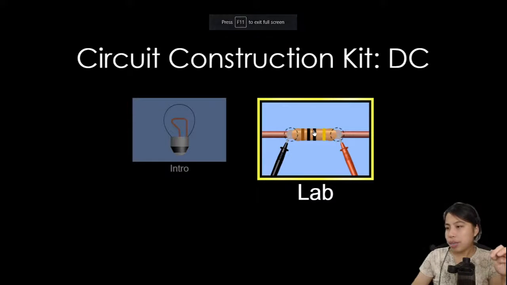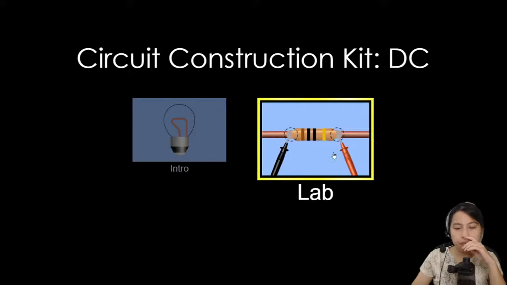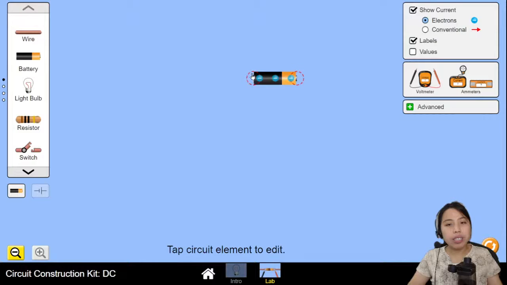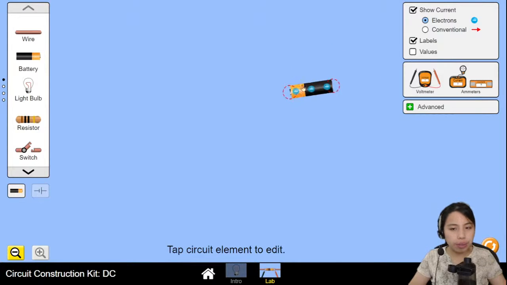Okay, so this link is a DC circuit construction kit by PhET, P-H-E-T. Very nice, just Google DC construction kit, it'll probably bring you there. So here, you can try to construct the circuit. Like legit, like actually construct the circuit. Okay, give me a second to construct.